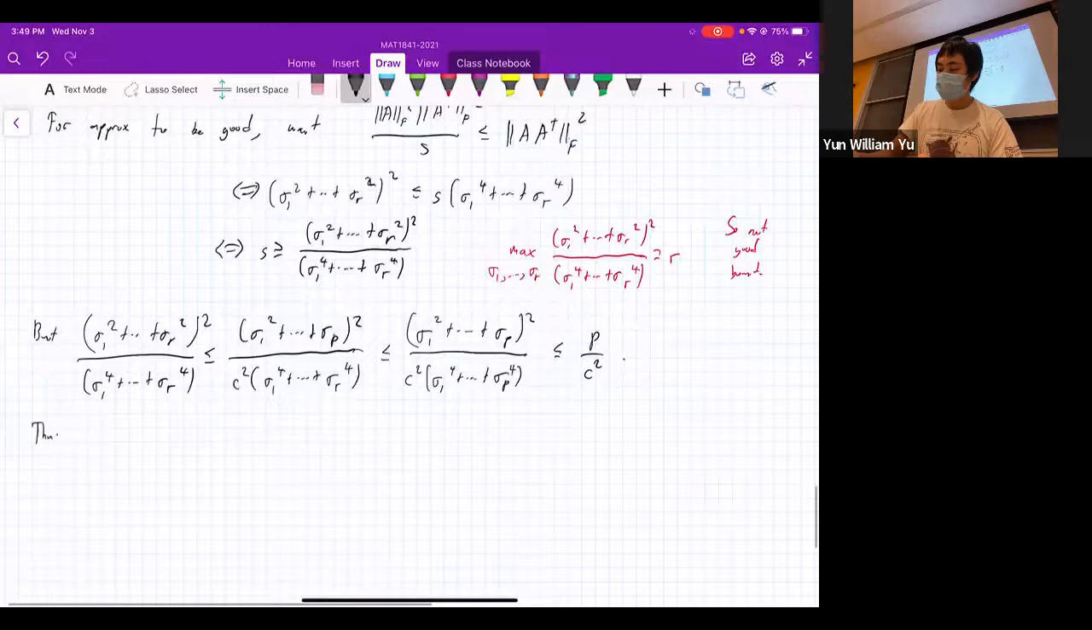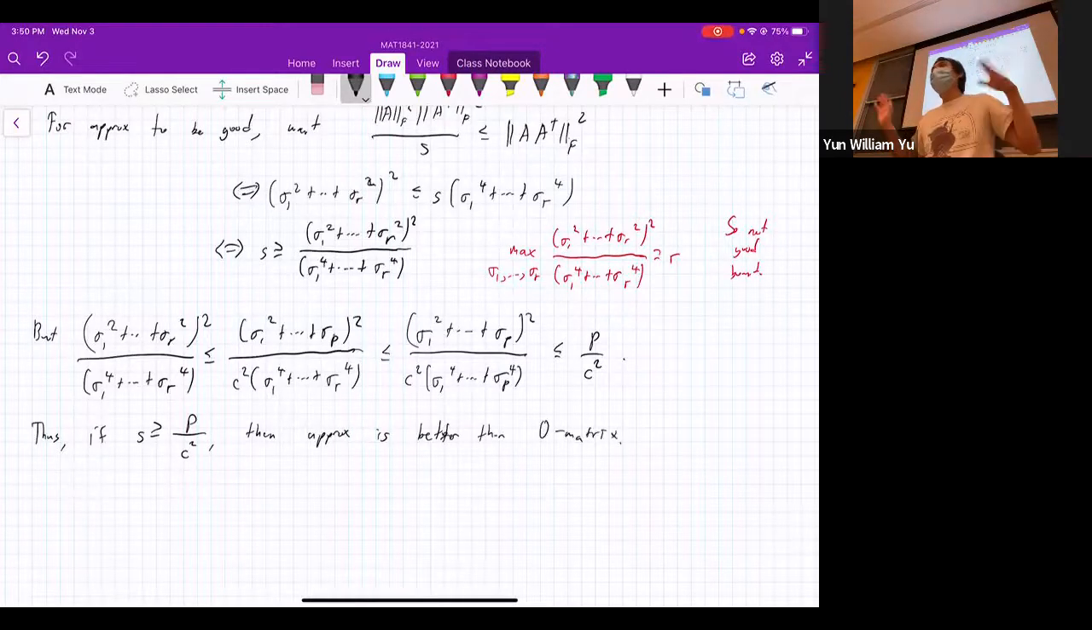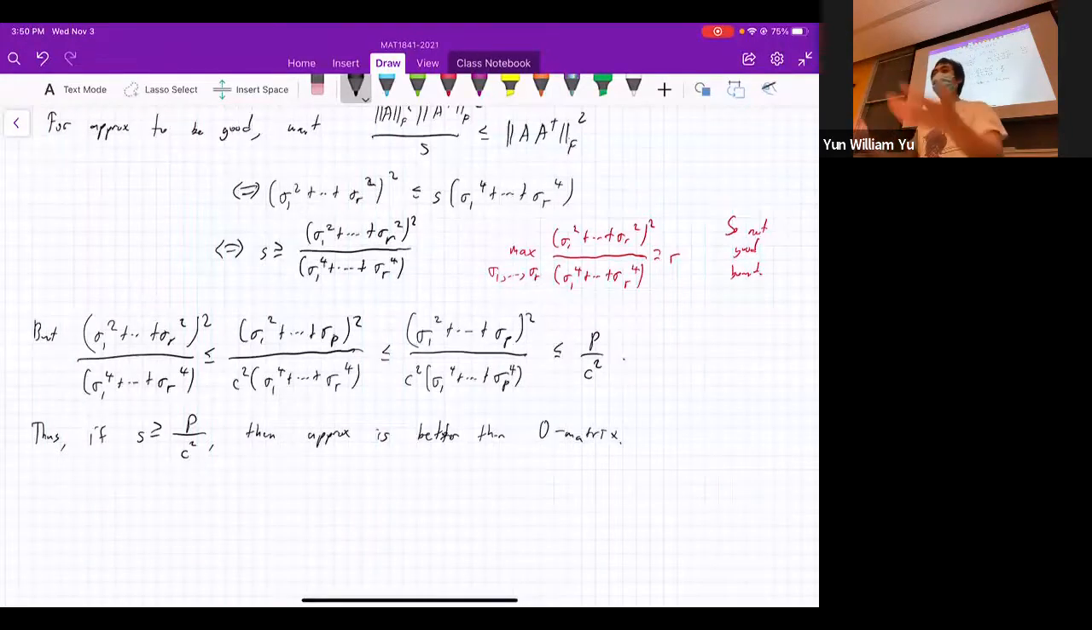Plus, if s is greater than or equal to p over c squared, then the approximation is better than the zero matrix. Okay, so basically, if your rank K SVD approximation would be good, then this approximation also tends to be better.